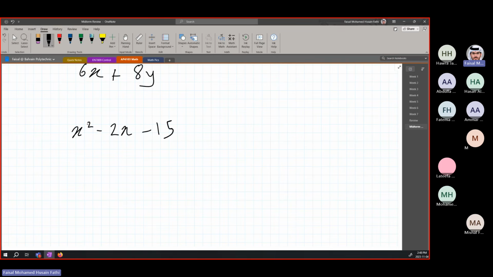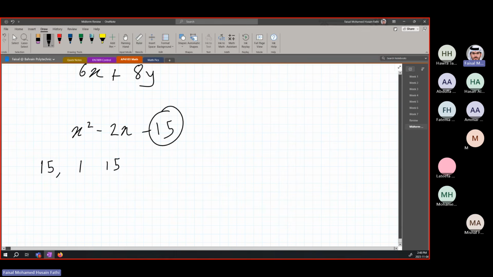Okay. First step in factorizing, you're looking at this number. This is the very first step. You're going to look at this number 15. What are the lowest common factors of 15? Meaning what two numbers you multiply to get 15. So 1 and 15.